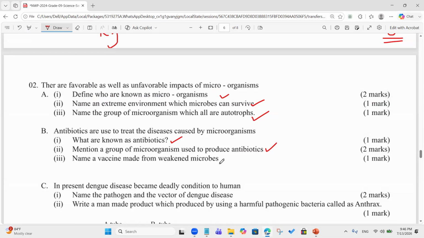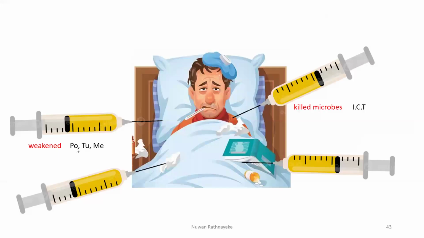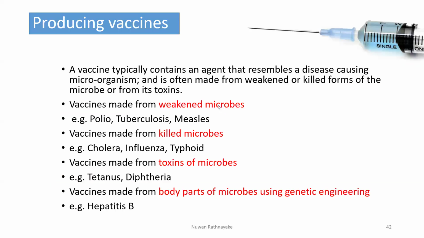Fungi, bacteria. Name a vaccine made from vegan microbes. What's the answer? I think you remember this one. I gave you this one. Polio. Polio, yes, good. Polio, tuberculosis, measles. So these vaccines contain killed microorganisms, right? I told you the short method as well, right? If you don't remember, please study this part again, right?